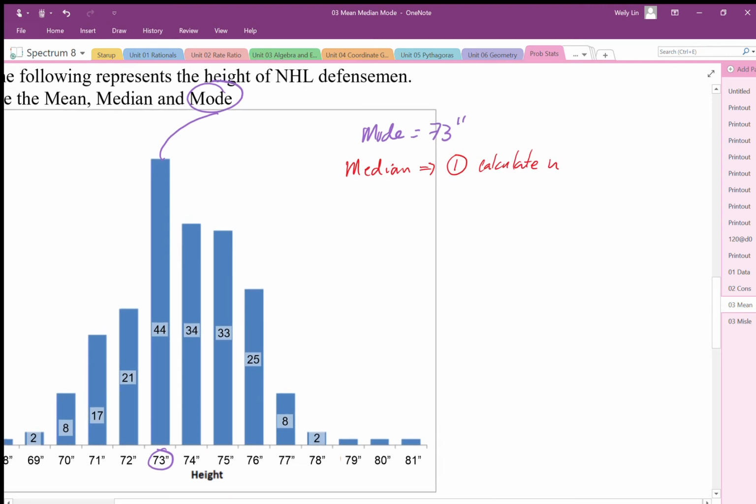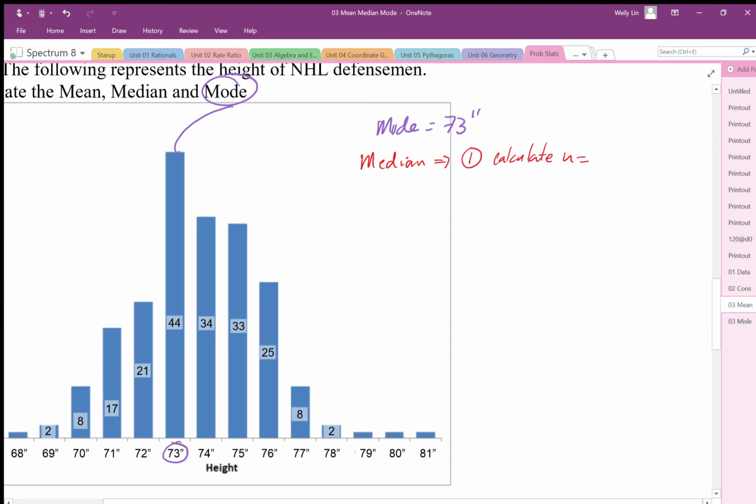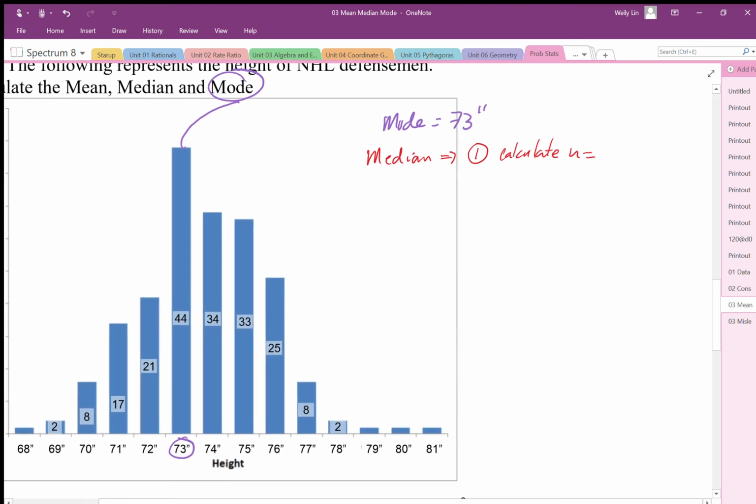N. So in this case, the total number of scores. I'm going to use my calculator here and just add it up as I go. So the first score was 1. Okay, so there's one person there. So I have to calculate the total number of people involved in this calculation.